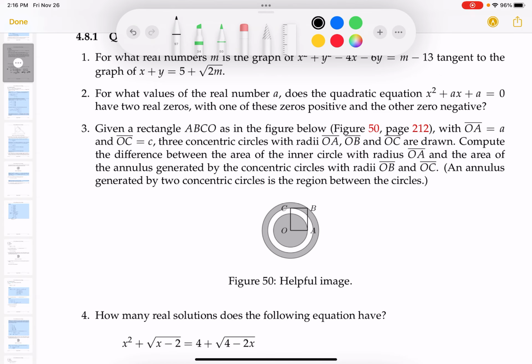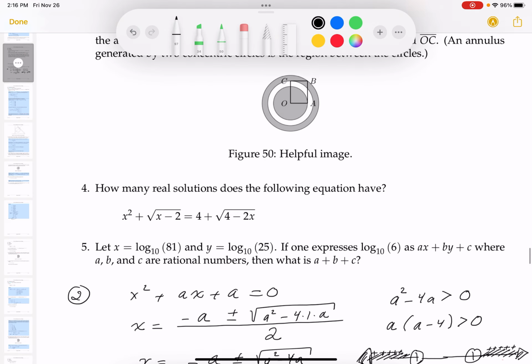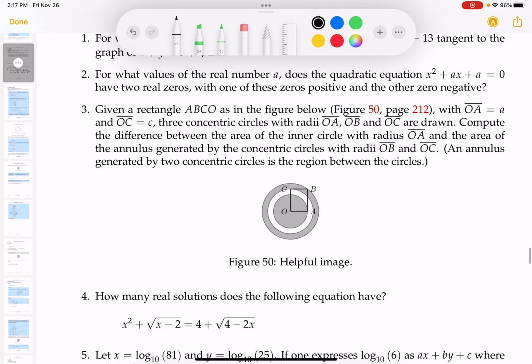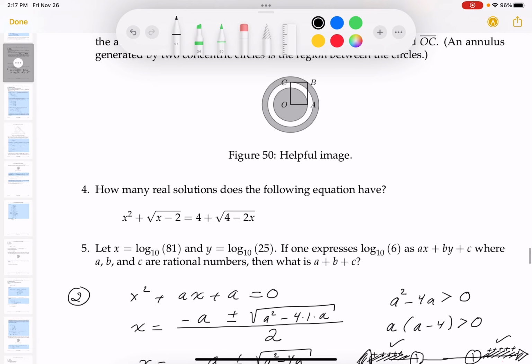So it says, for what values of the real number a does the quadratic equation have two real zeros? Both of these will produce two real zeros, but what they want is one of the zeros to be positive and the other to be negative. So they want one of the roots to be positive, one of the roots to be negative.